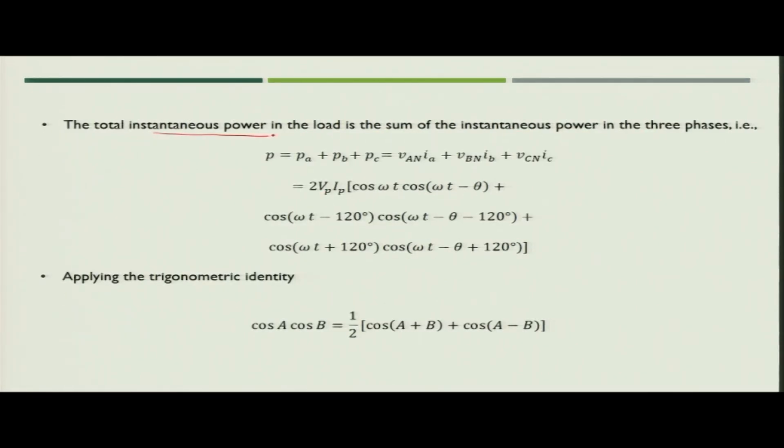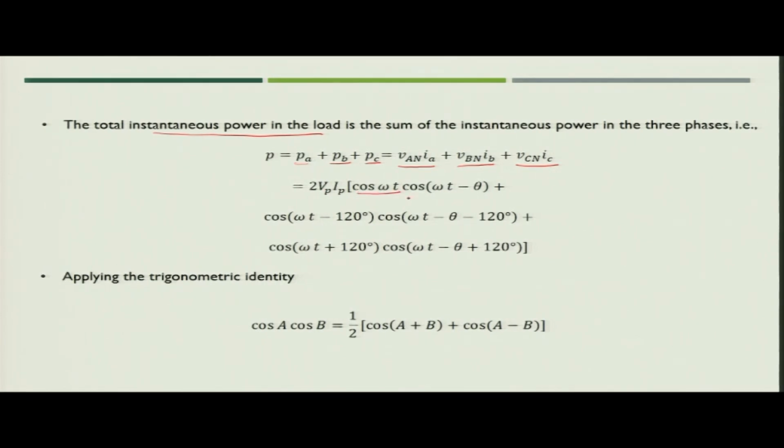Now, the total instantaneous power in the load will be the sum of the individual phase instantaneous powers. So, we can write the total instantaneous power P as PA plus PB plus PC. Now, what is PA? PA will be VAN into IA, PB will be VBN into IB, and PC will be VCN into IC. Now, we will put in the values of VAN, IA, VBN, IB and VCN, IC, and we will see there are some trigonometric terms. So, 2 Vp Ip will be the constant term, and we can take it out.